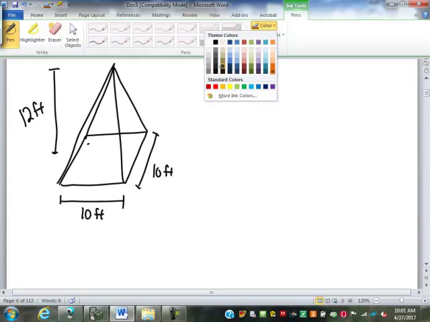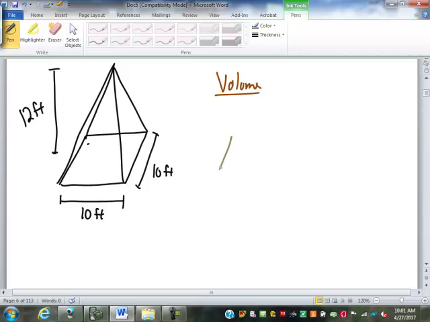If I had a box, if I cut that box in half, would I get a pyramid? Well, if I cut it here and here, that's basically cutting it in half, right? That's not a pyramid, is it? That's a wedge. So the volume of that pyramid is less than half of the box that contains it.